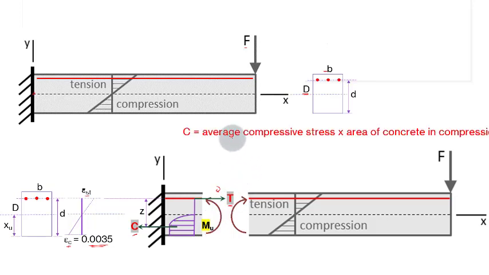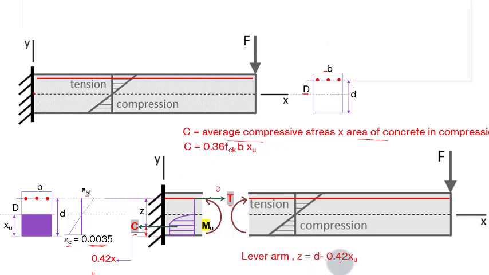C is the product of average compressive stress and concrete area in compression. In the part 1 video on limit state of collapse for flexure, we had derived average compressive stress as 0.36 times characteristic strength of concrete fck, and its location as 0.42 xu from the extreme compression fiber. Lever arm Z will be the difference between effective depth d and 0.42 times neutral axis depth xu.